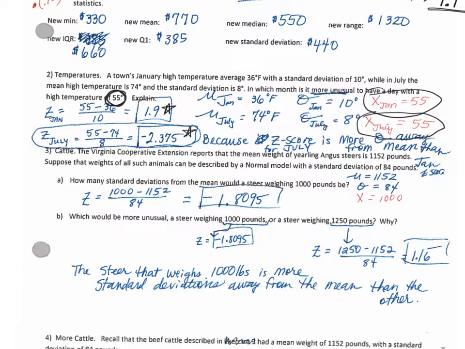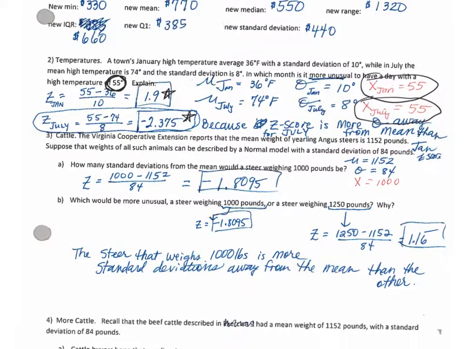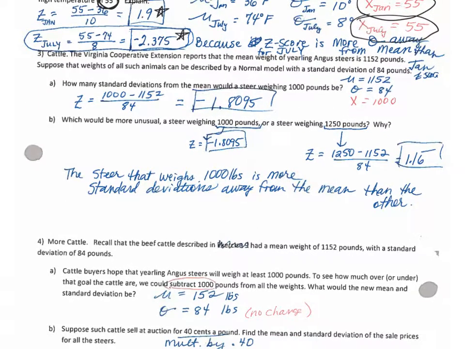What does it mean if it's a positive z-score? It's above the mean. What does it mean if it's a negative 2.375? Below. And what is a z-score a measure of? Good. The number of standard deviations away from the mean. So in this case, the one that's more unusual is the negative 2.375, because that's more standard deviations away from the mean.